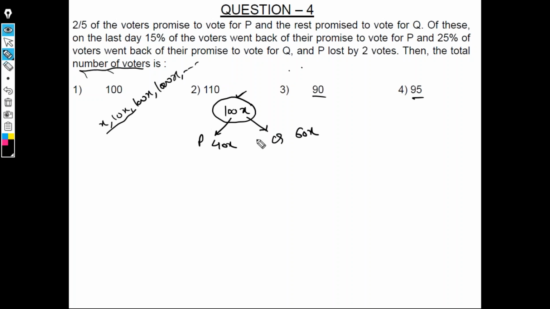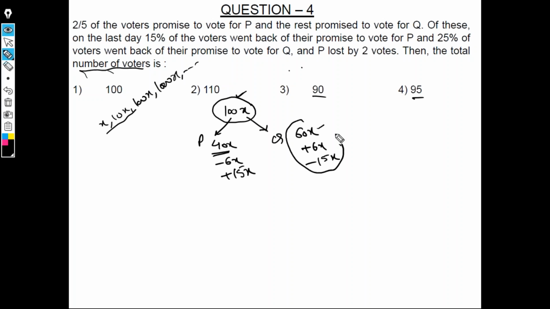Of these, on the last day, 15% of the voters went back on their promise to vote for P. So 15% of 40x, guys, is 6x. They went back and now they are going to vote for Q. And 25% of the voters went back on their promise to vote for Q. Its 25% is 15x, so they went back on their promise and now they are going to vote P. And given to me is P lost by 2 votes.